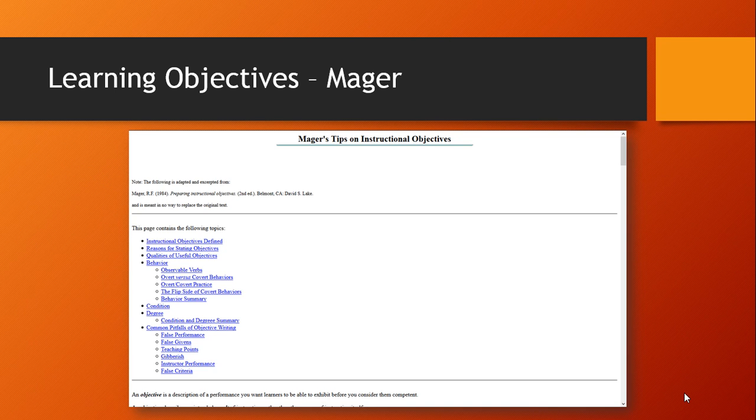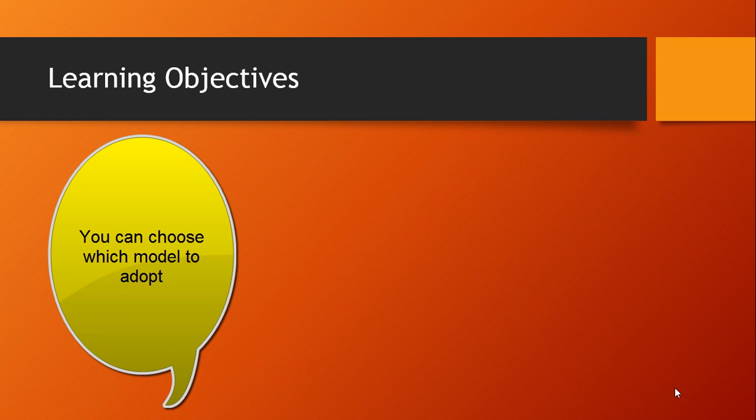On the other hand, you may choose to use Major's model for writing instructional objectives. And in this case, you'll find information about the definition of instructional objectives, the reason for stating objectives, the qualities of useful objectives, and also a discussion of the components of useful learning objectives, as well as information about common pitfalls of writing objectives. You can choose whichever model you like for writing your learning objectives, whether Horton or Major.